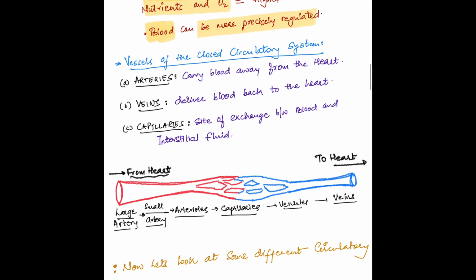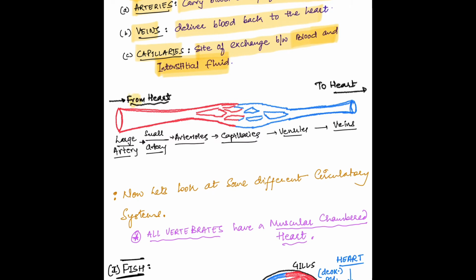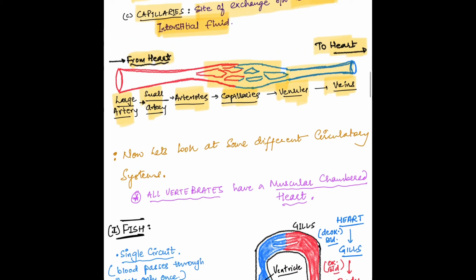Vessels of the closed circulatory system are arteries, veins, and capillaries. Arteries carry blood away from the heart. Veins deliver blood back to the heart. And capillaries are the site of exchange between blood and interstitial fluid. Large arteries arise from the heart, which break down into smaller arteries, then arterioles, and eventually lead to capillaries. Capillaries then lead to venules, then larger veins, which drain into the heart. So these are the vessels of the closed circulatory system.